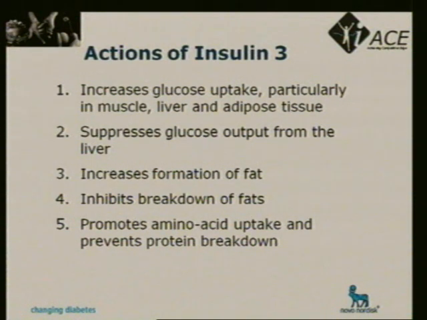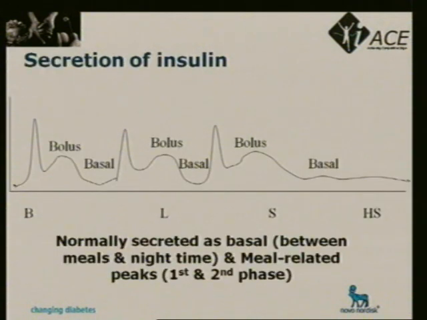So in other words, insulin increases glucose uptake in muscle, liver and adipose tissue. It suppresses glucose output from the liver. It increases formation of fat, preventing lipolysis. It inhibits breakdown of fats and promotes amino acid uptake and prevents protein breakdown.